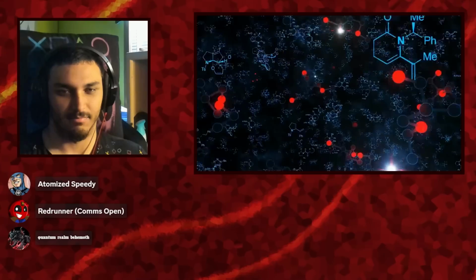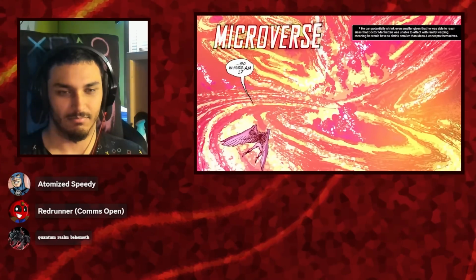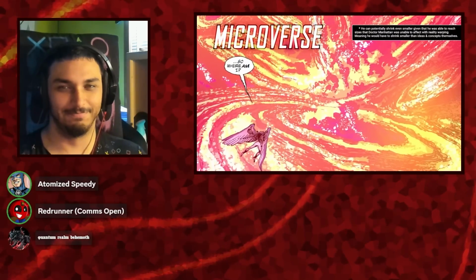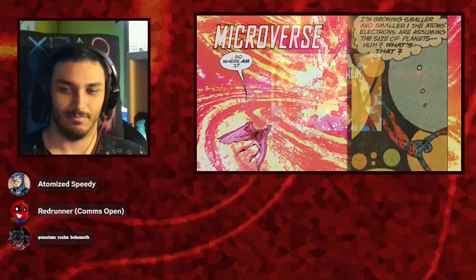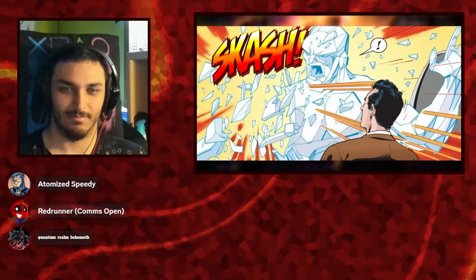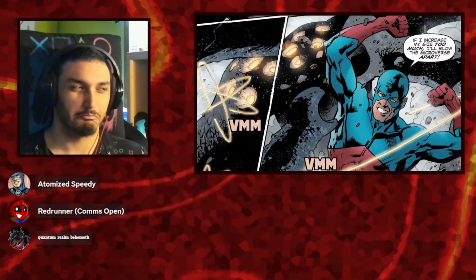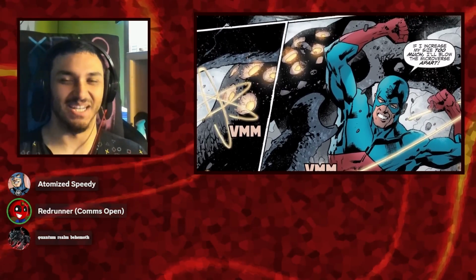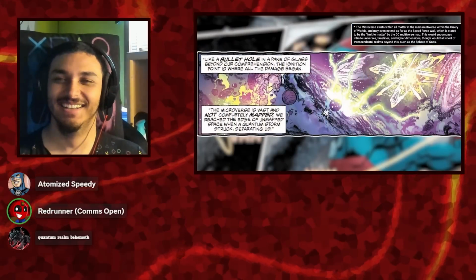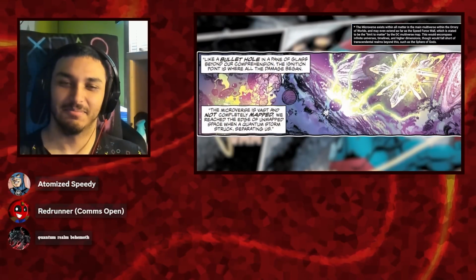He can travel between subatomic space to the microverse, the foundation of all reality in the DC universe, where atoms become the size of planets. Typically, he can increase back to his normal size with such force he can smash through diamonds. So if Adam increases his size too much while still within the microverse, he could blow up the entire fabric of reality from the inside out.